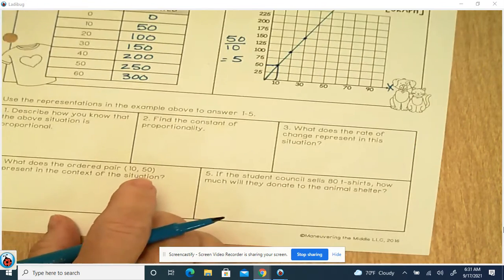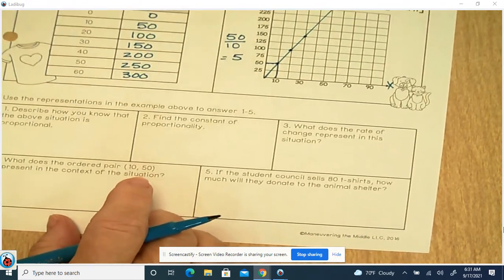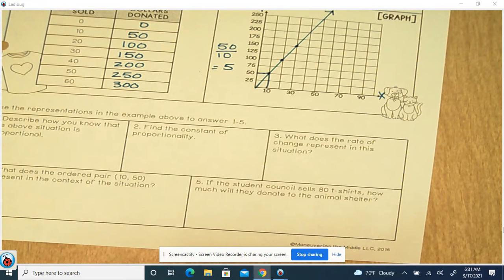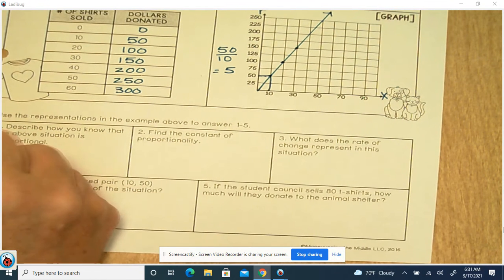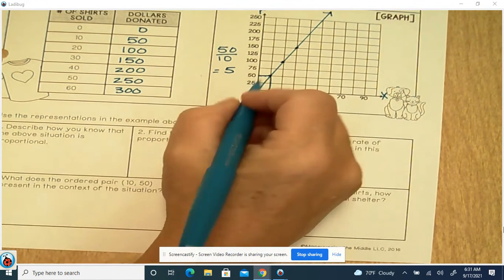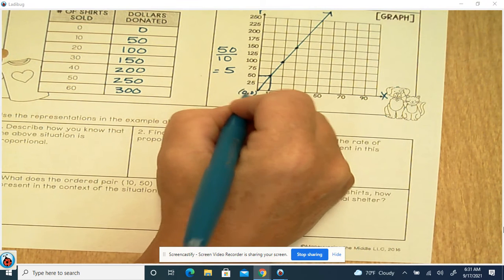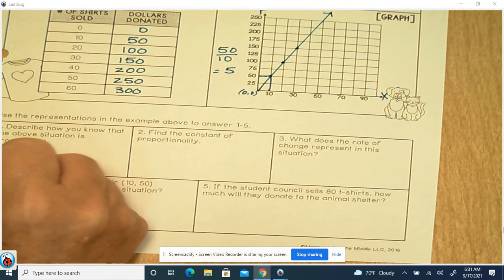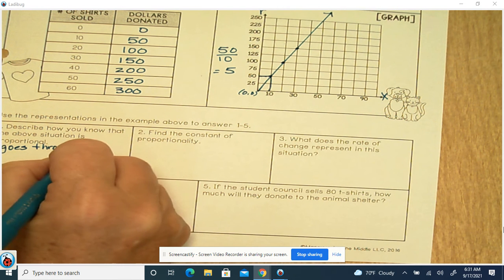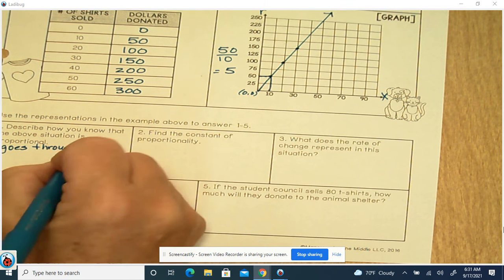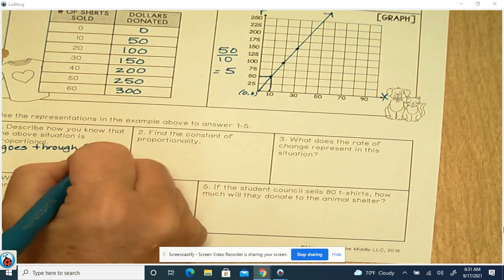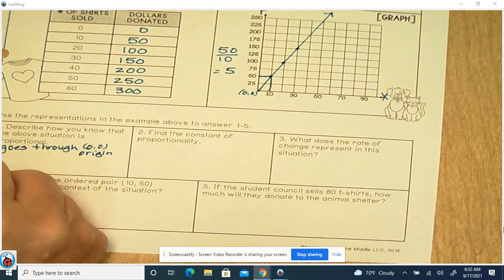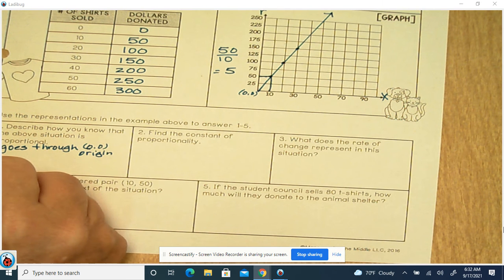All right. And down here with the questions that go along with all of this up above, it's describe how you know that the above situation is proportional. And from yesterday's lesson, we know that the graph goes through point 0, 0, which is right here. And this is called the origin. And it also forms a straight line.